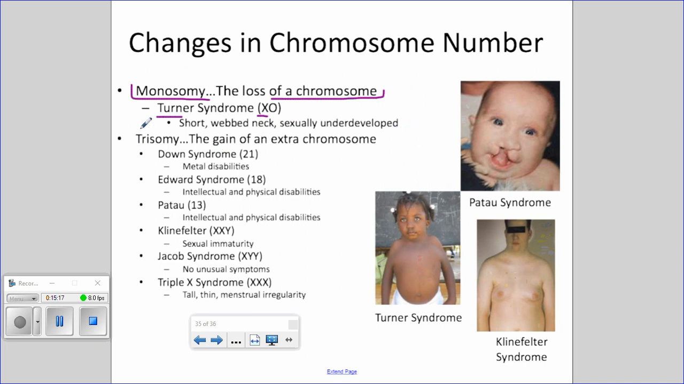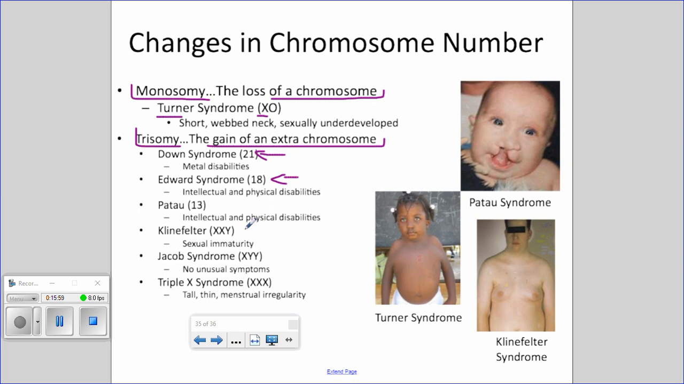The more common type of chromosome number change is that of trisomy. This is the gain of an extra chromosome. This results in basically 3 of one type of chromosome. So, for example, there is Down syndrome, which has a trisomy for chromosome 21, which can result in mental disabilities. There is Edwards syndrome, which has a trisomy for chromosome 18, so 3 copies of chromosome 18, which results in intellectual and physical disabilities. There's also Patau, which is a trisomy on chromosome 13.